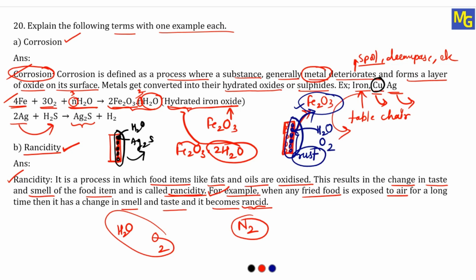So with this question, I have solved and explained all the questions which are present in the NCERT exercise on page number 15 in chapter 1, that is Chemical Reactions and Equations.